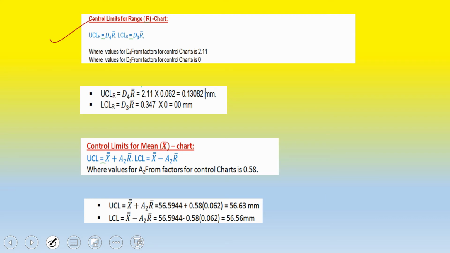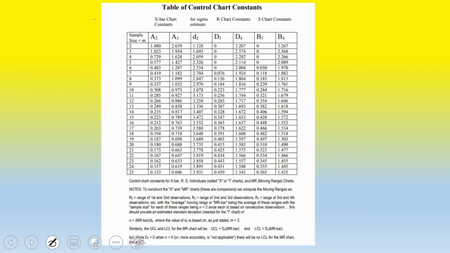Sir, how can we find the control limit for the range chart? To find the upper control limit, D4 into R bar. To find the lower control limit, D3 into R bar. Sir, what is D4 and what is D3? There is a table of control chart constants, particularly for these X bar and R charts. It's given here. The subgroup is 5. You see here the subgroup is 5. A2 value, A3 value, D2 value, D3 value, D4 value, B3 value, B4 value are there.